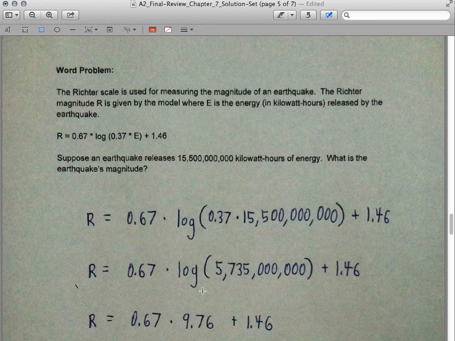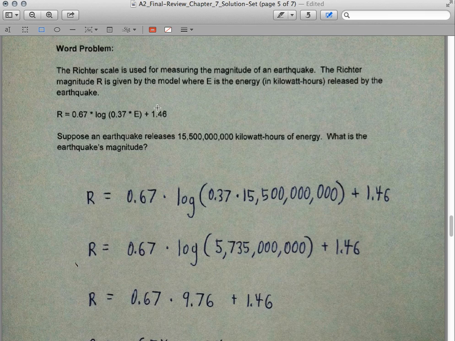We can take a look at a word problem involving logarithms. One of the classic ways that logarithm expressions are used is in the Richter scale for measuring the magnitude of earthquakes. And it says here the Richter magnitude R is given by the model where E is the energy in kilowatt hours released by the earthquake. And we are given this equation. R, the Richter magnitude, is equal to 0.67 times the log of the value 0.37 times the energy plus 1.46.